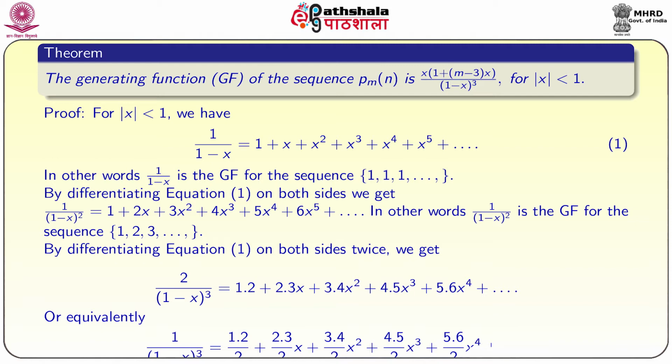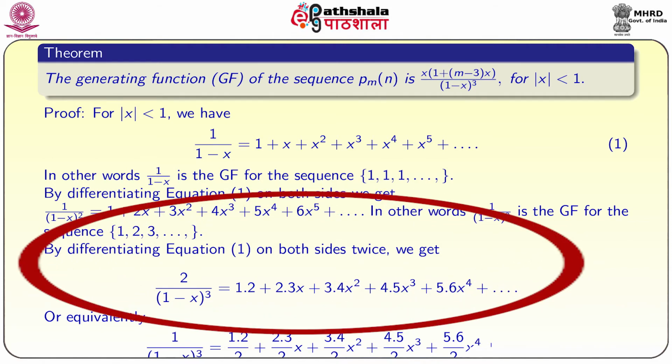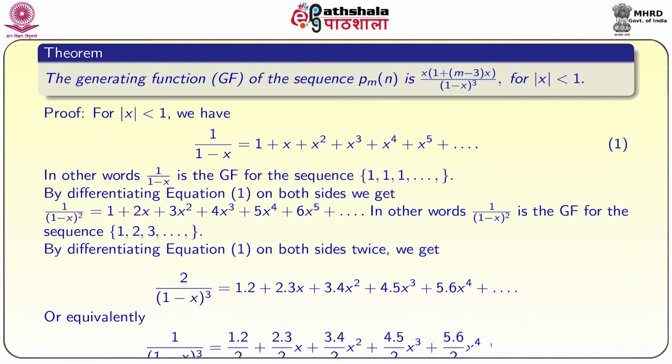This is what we call the geometric series. In other words, what this says is 1 by 1 minus x is a generating function for the sequence 1, 1, 1, 1. It is because if you take any term in that series, say the x square coefficient is 1, the x cube coefficient is 1, the x power 4 coefficient is 1. So in general, the x power n coefficient is 1. So 1 by 1 minus x is the generating function for the sequence. Now if I differentiate equation 1 on both sides with respect to x, we will get 1 by 1 minus x whole square equal to 1 plus 2x plus 3x square and so on. Now here you can see that 1 by 1 minus x whole square is the generating function for the sequence 1, 2, 3 and so on.